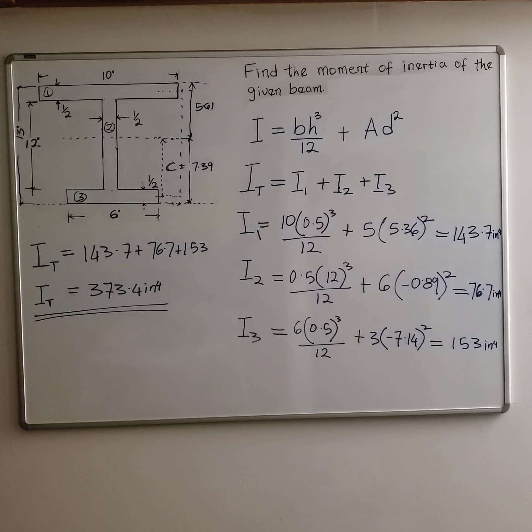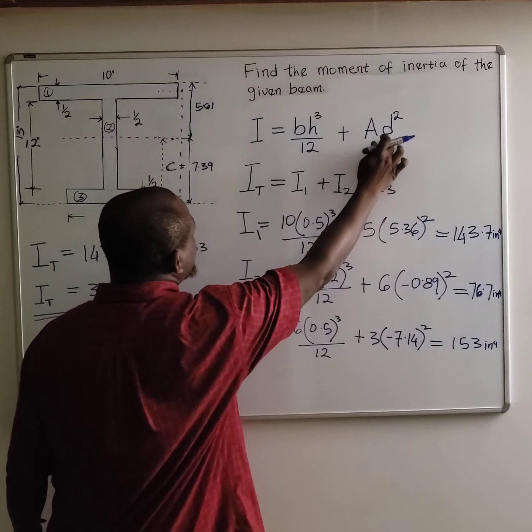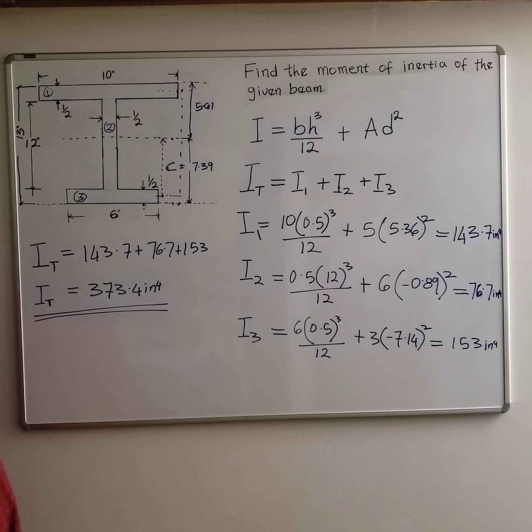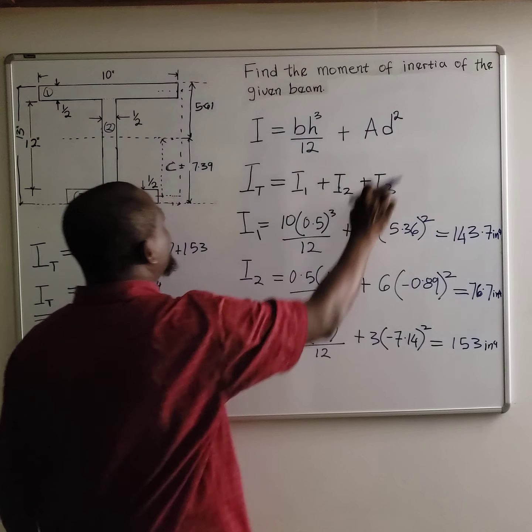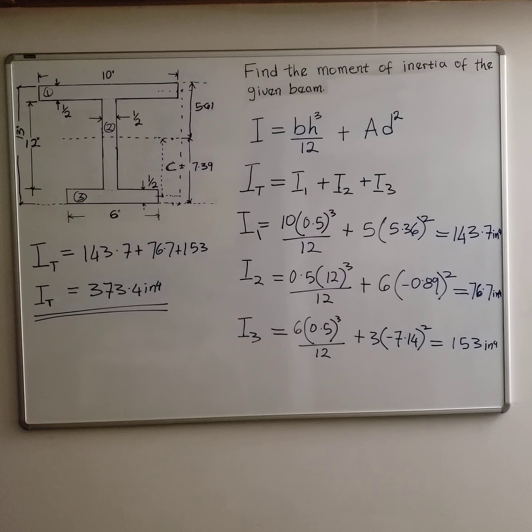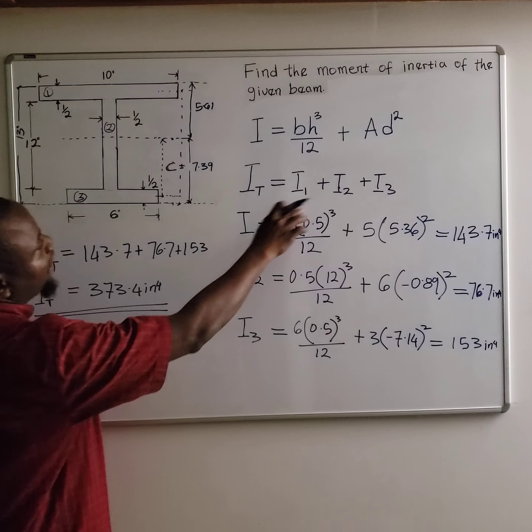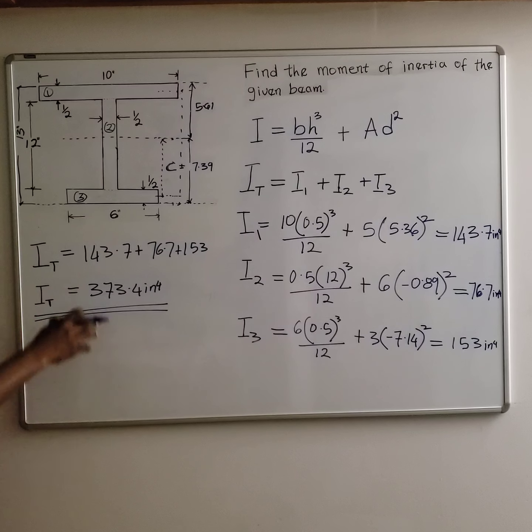So a very crucial part of this problem is to understand how to calculate your D. When you calculate D, don't worry about the negative sign. The negative sign will disappear by the time you square that value, whatever it comes to. And then the sum of all of that is your overall moment of inertia.